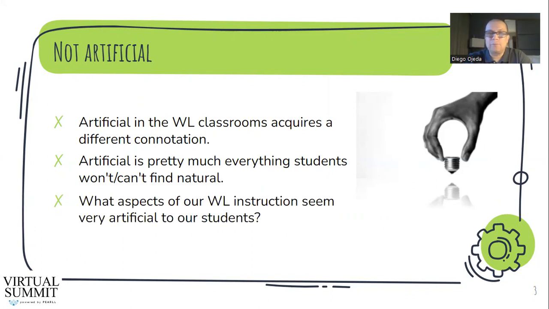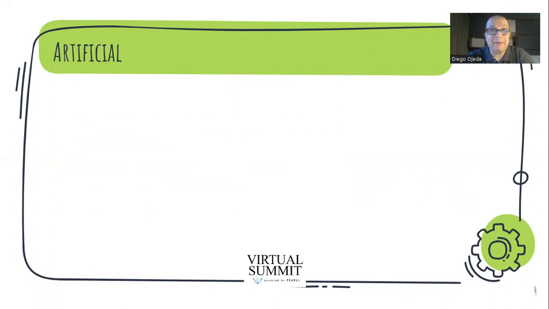So what aspects of world language instruction seem artificial to our students? Because the moment they start feeling that what we're bringing to the class is artificial, they disconnect, because we're working with languages and languages are alive. So we need to make that connection between language and life. And when we talk about life, we talk about reality. We talk about the day by day of life.